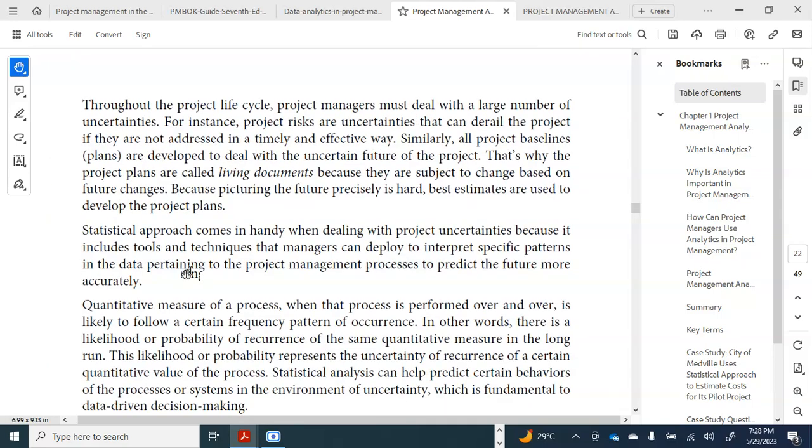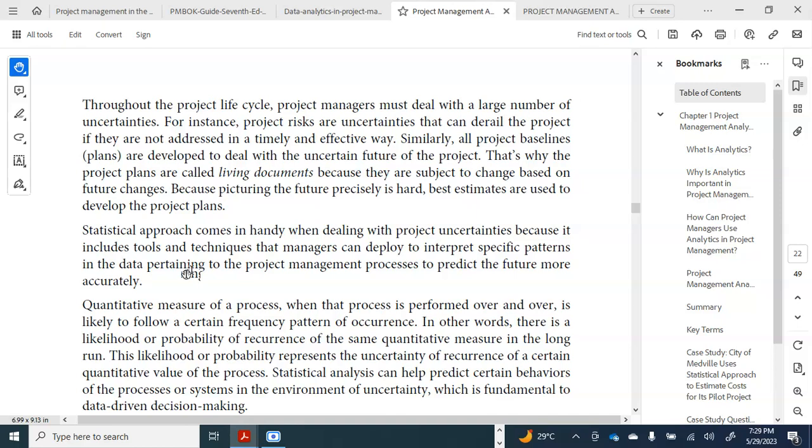Throughout the project life cycle, the project manager must deal with a large number of uncertainties. You understand? You must do it. Uncertainties have to do with things you don't know that will occur. Of course, there are things you don't know that will happen in your project, so you have to be ready for that. And that's why all those things can be risky. That's why you need to create a risk management plan and how to mitigate those risks when they occur.